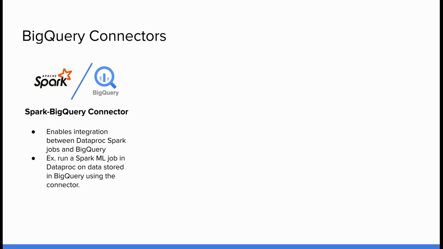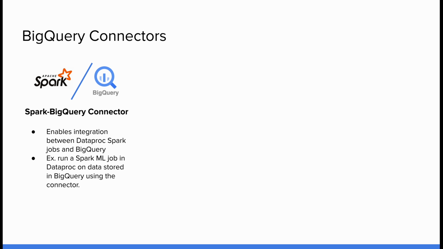In addition to working with data in cloud storage or on HDFS, you can work with data in BigQuery from Dataproc. GCP offers 3 specialized connectors. First, the Spark BigQuery connector allows Spark jobs running in Dataproc to directly interact with BigQuery tables, which is particularly useful for things like Spark ML jobs where you need to read and write data to BigQuery during processing.